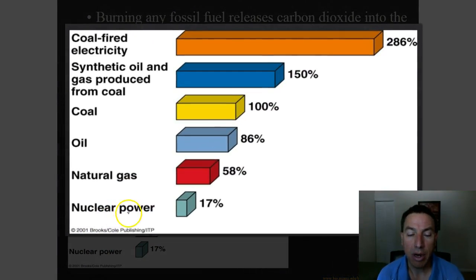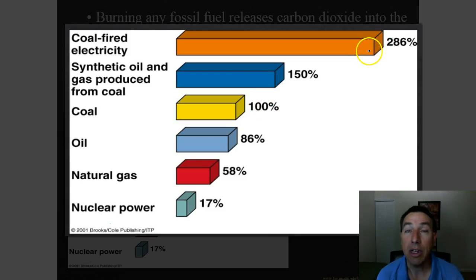So we have this graph down here, and let me change color pen real quick. We have the different types of electricity that are produced from different means. What they did is they took the amount of CO2 that is produced by obtaining that type of energy and compared it to just coal by itself. So if we were to burn coal just to get the heat from it, we're going to produce 100% of the CO2. Now, when we burn other things like synthetic oil, which is produced from coal, and we'll talk about that a little bit later, if we burn that to produce natural gas, then 150% more of the CO2 is released than from just coal itself.